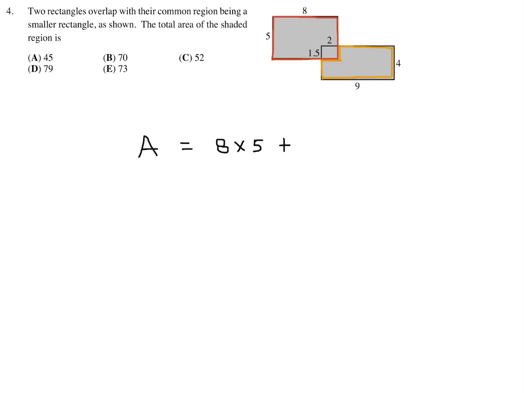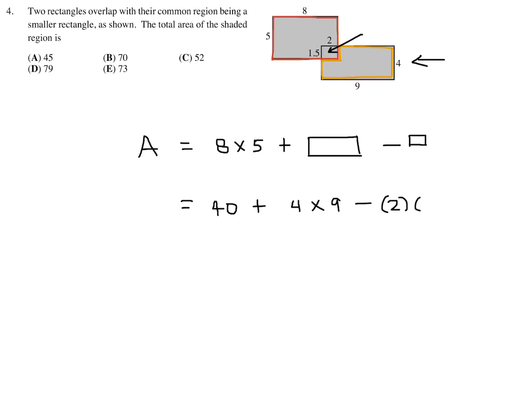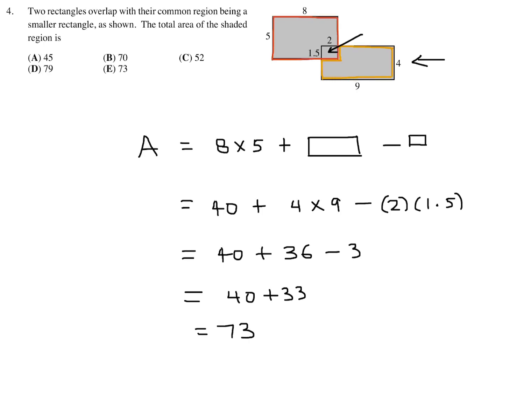Now the orange one is a little different. We're going to take the full area, but we have to subtract that little tiny part that they've cut out. So I hope that makes sense. So let's do this. 8 times 5 is 40. The area of this orange shape is 4 times 9. And then we have to subtract from it that little part right there. And that part, they've given us the dimensions, 2 times 1.5. And this should be sufficient. So 40 plus 36 minus 3. So this looks like 40 plus 33, which is 73. So number 4, the answer is E.